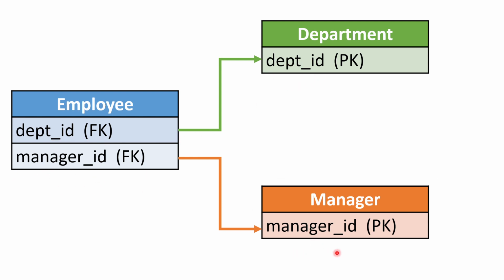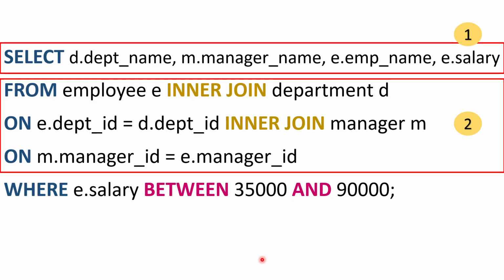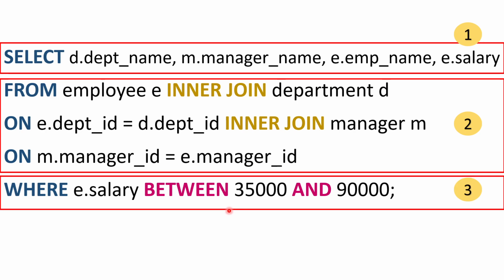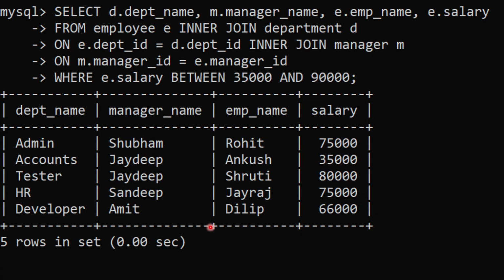Now it's time to go for our last step, that is to write a condition. So here our condition is employee salary must be between 35,000 to the 90,000. So we will write where e dot salary between 35,000 and 90,000. So when we execute this query, we will get this result, that is department name, manager name, employee name and the salary. And here salary is between 35,000 to the 90,000.